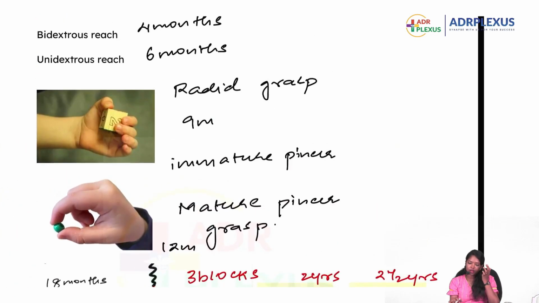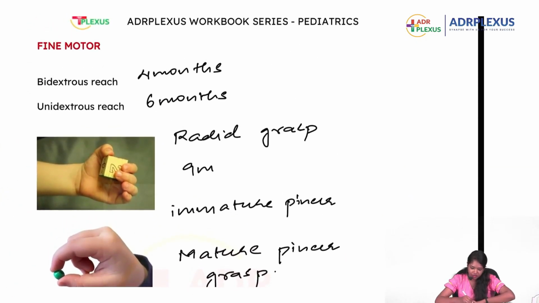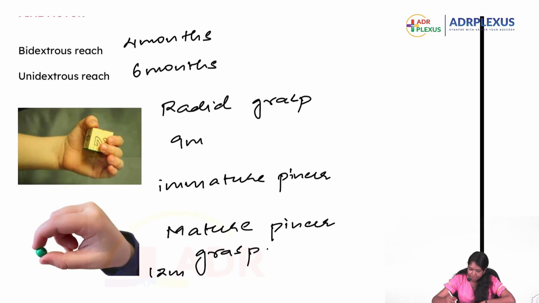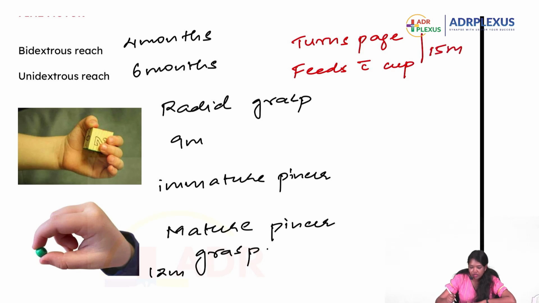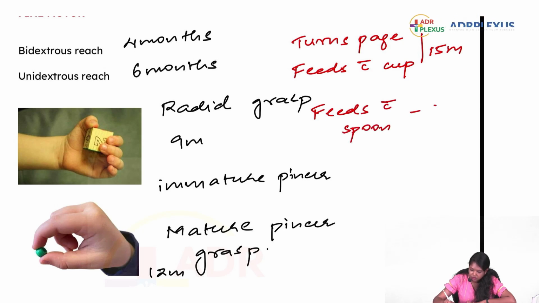One or two fine motor milestones alone, we will just write it here. When does the baby turn pages? Turning page and feeds with cup by 15 months. Feeds with spoon by 2 years.